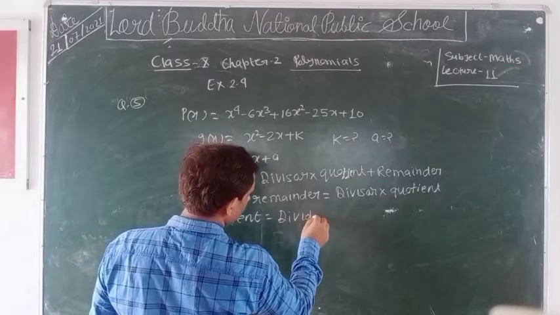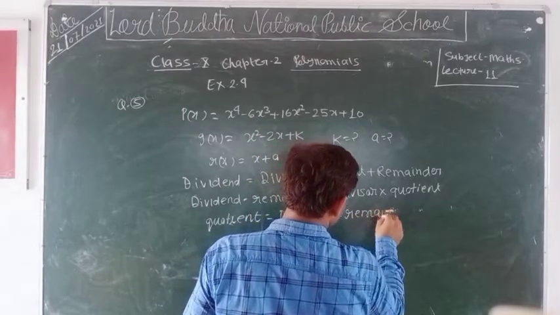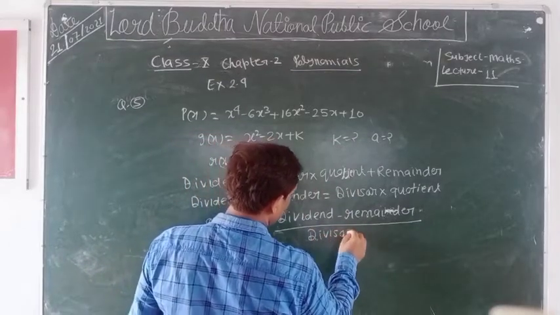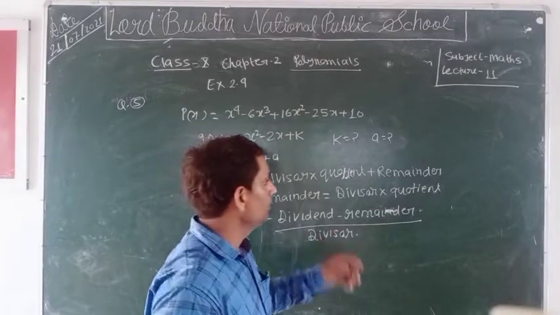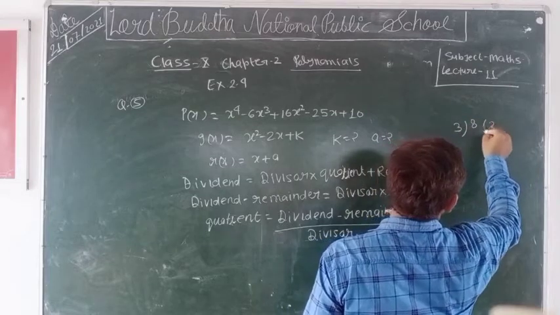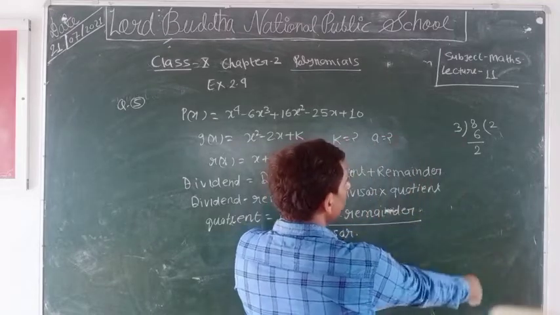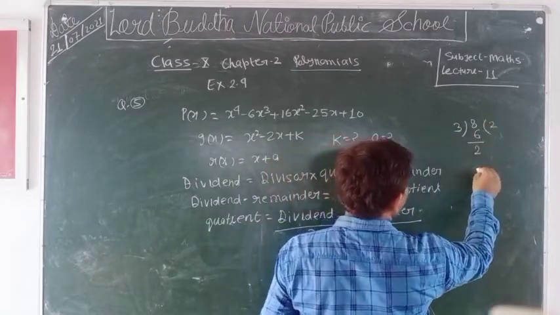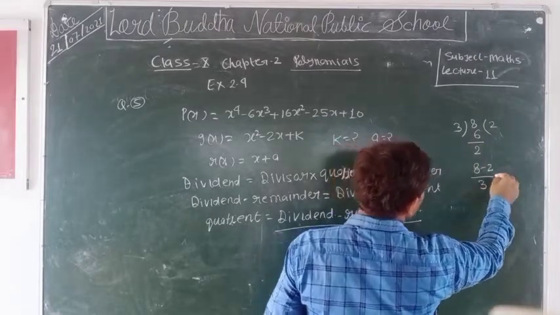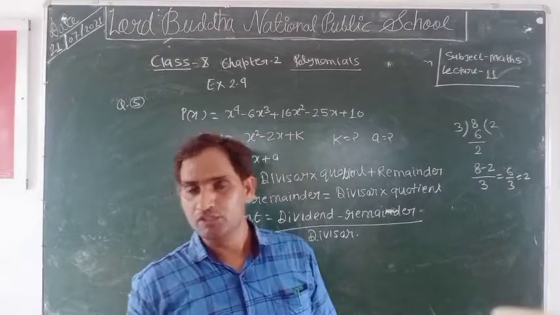dividend minus remainder upon divisor. For example, if we take 8 divided by 3, then 3 twos are 6, here the remainder is 2. If we subtract the remainder from the dividend, 8 minus 2, and divide by the divisor, then we get 6 upon 3 equal to 2. In this case, the remainder will be 0.